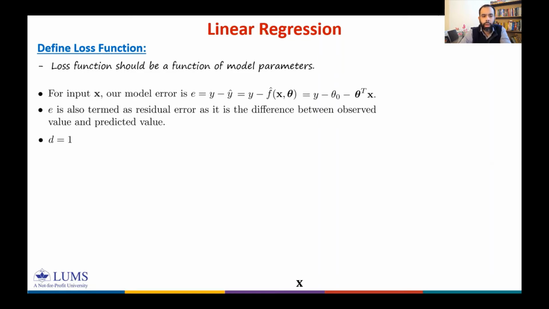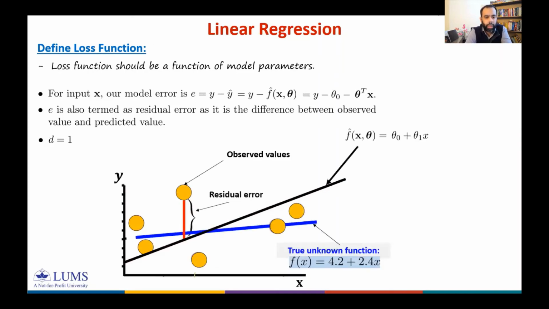Okay, for d equal to 1, let's visualize this residual error. We take these yellow points as observations. This blue line is the true unknown function, which we want to model. And we assume that this black line is the fit, which is theta naught plus theta 1 x. So for some theta naught and theta 1, you get this black line.